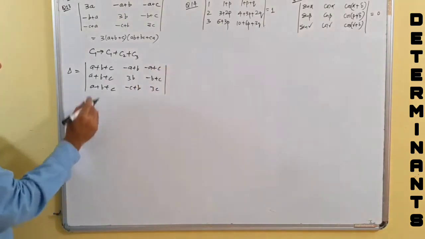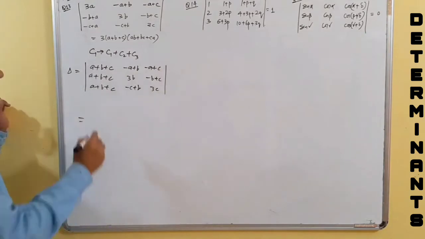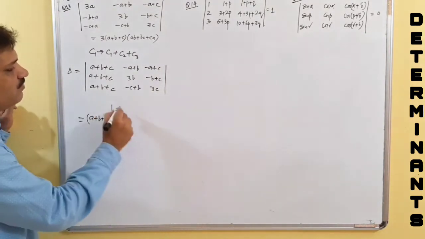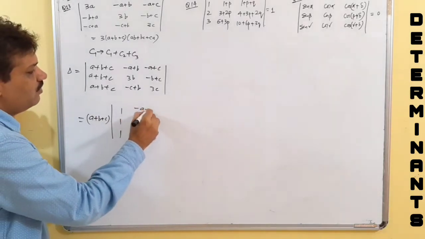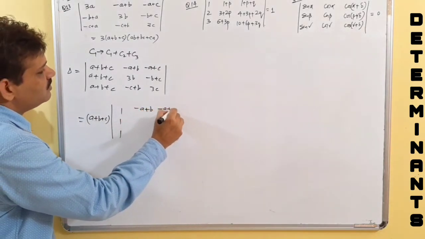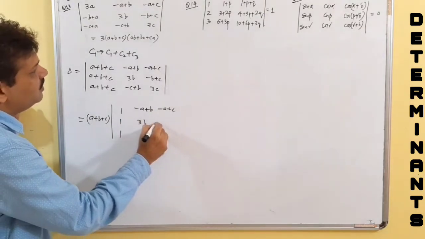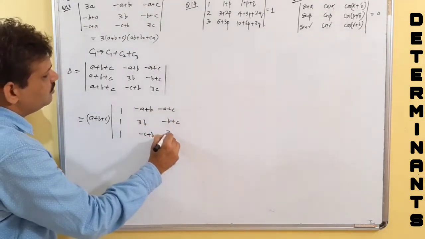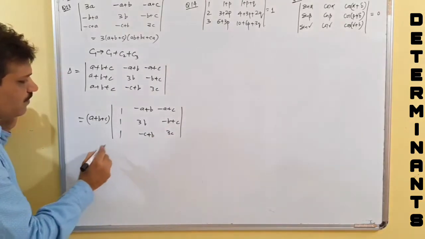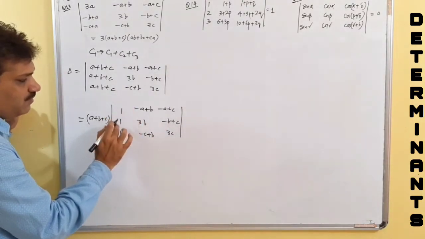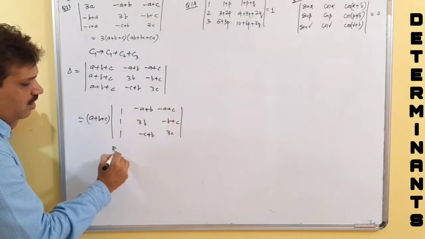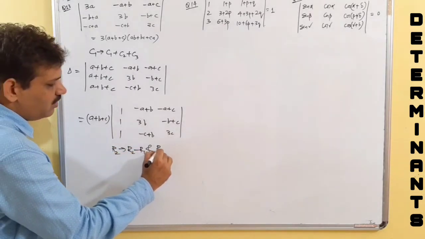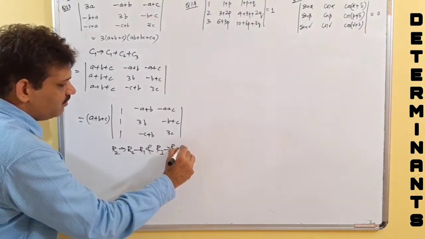Now here we have the common factor A plus B plus C. So A plus B plus C is common from the first column. This will give me 1, 1, 1, minus A plus B, minus A plus C, 3B minus B plus C, minus C plus B, 3C. Now with the help of this one, we make these two zeros, that is R2 now becomes R2 minus R1 and R3 becomes R3 minus R1.